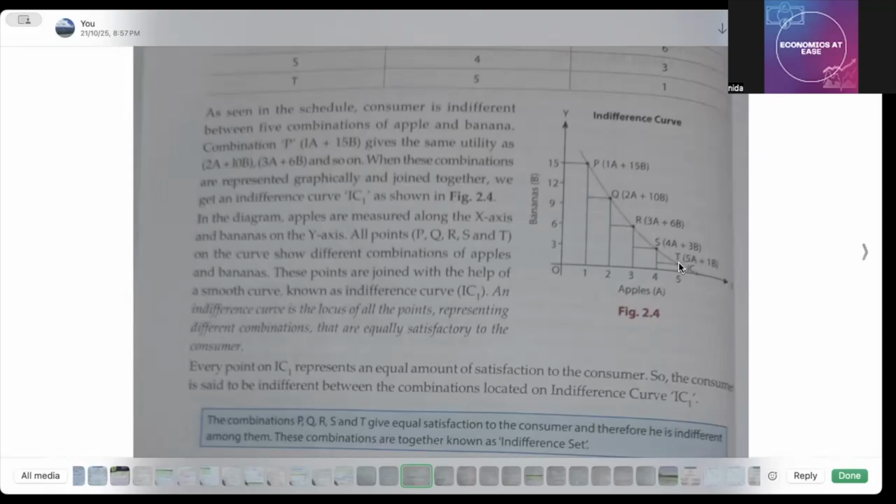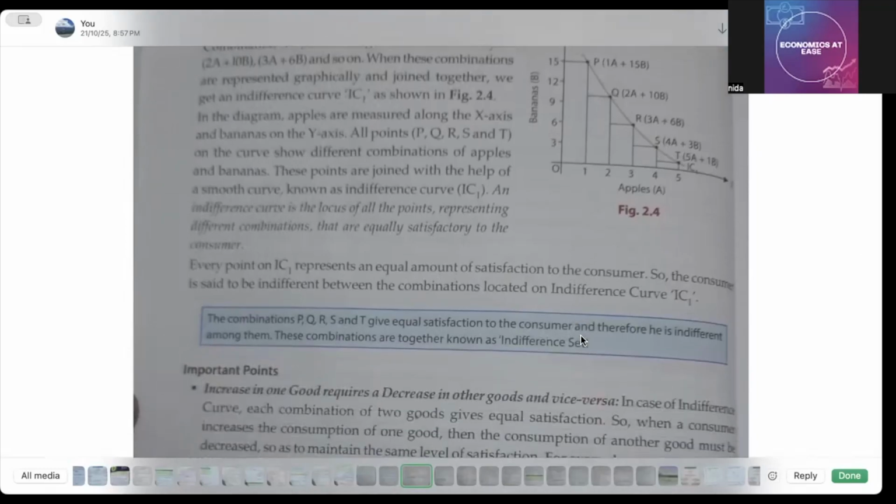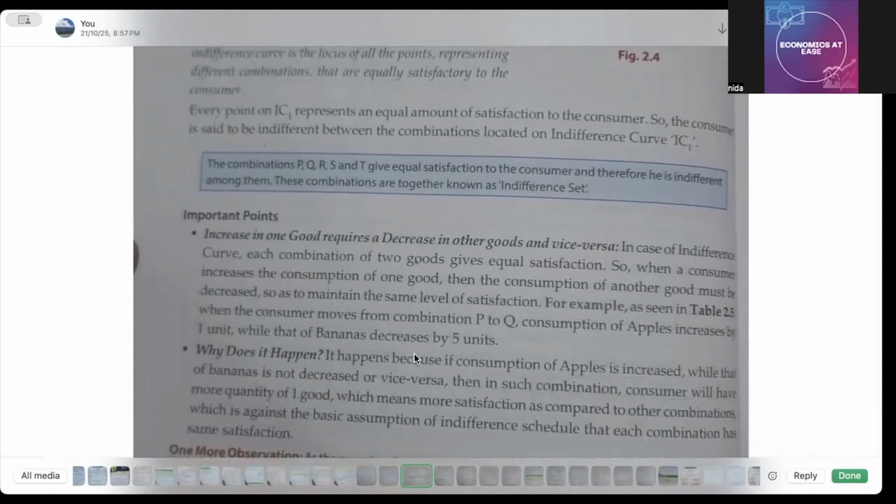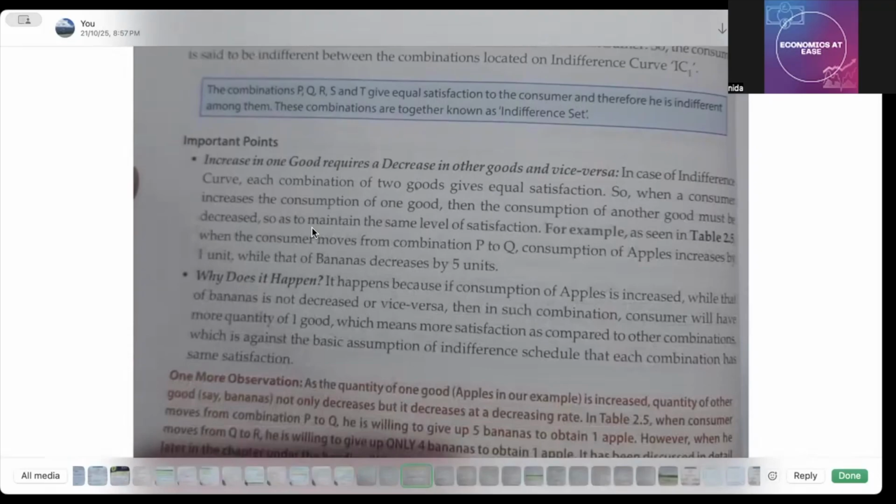That is P, Q, R, S, T. Make the points, and then show that apples are taken on the x-axis and bananas on the y-axis, and in each combination the consumer is getting full satisfaction, the equal amount of satisfaction. So the consumer is said to be indifferent, meaning he does not need to make any changes. The combinations P, Q, R, S, T give equal satisfaction to the consumer and therefore he is indifferent among them. These combinations are together known as the indifference set or indifference curve. Now, important points: an increase in one good requires a decrease in the other good and vice versa.